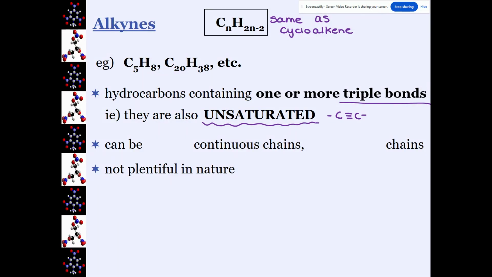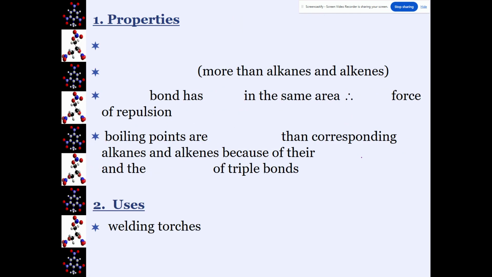Okay? They can be a continuous chain or a branch chain. They don't commonly exist as ring structures. They're also not very common because they're super reactive. Because of that triple bond, you have 6 electrons in that space. So there's lots of repulsion, making it very reactive. Okay? They are still nonpolar, so they'll be non-soluble in water. They're, like I said, very reactive. The triple bond, again, causes a high force of repulsion.